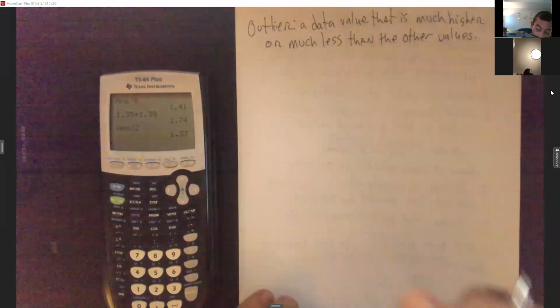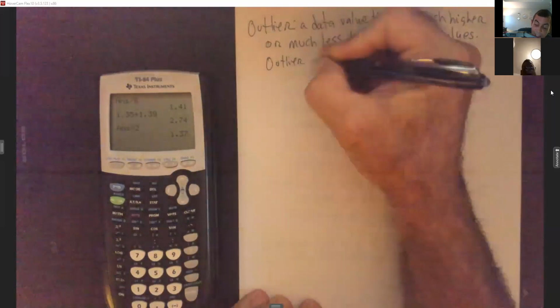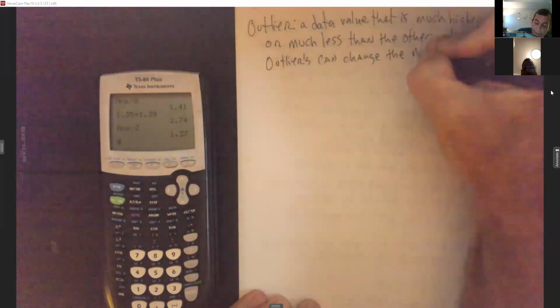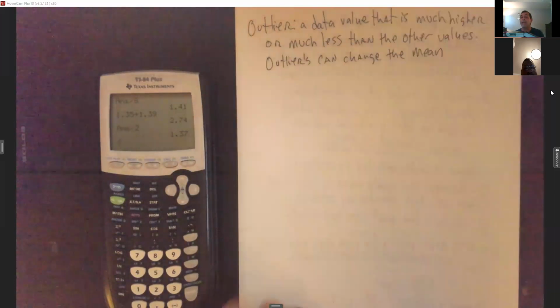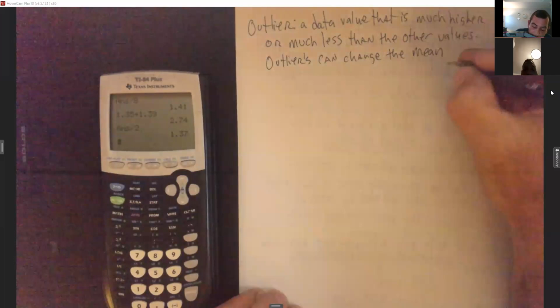Outliers, so outliers can change the mean because remember the mean is the average of all the numbers. So if I got these really low numbers or really high numbers, they can make my mean a little higher or a little lower than normal, okay? So they can change the mean.